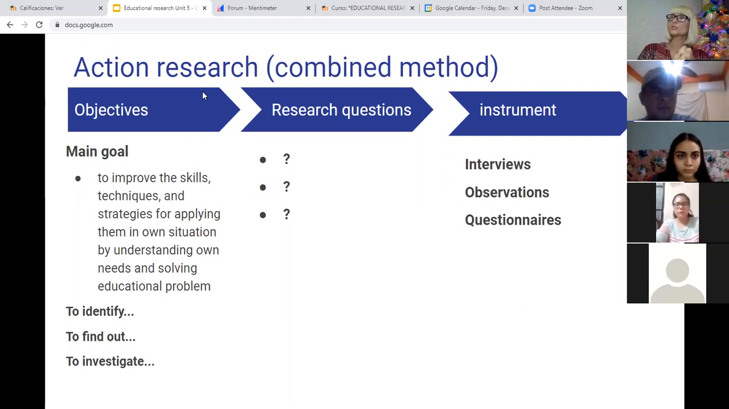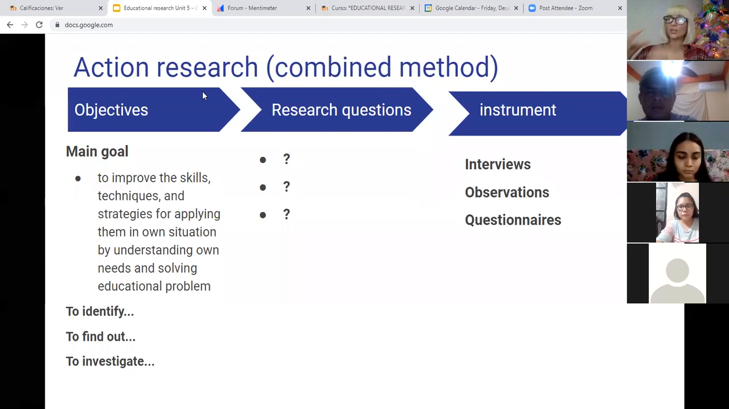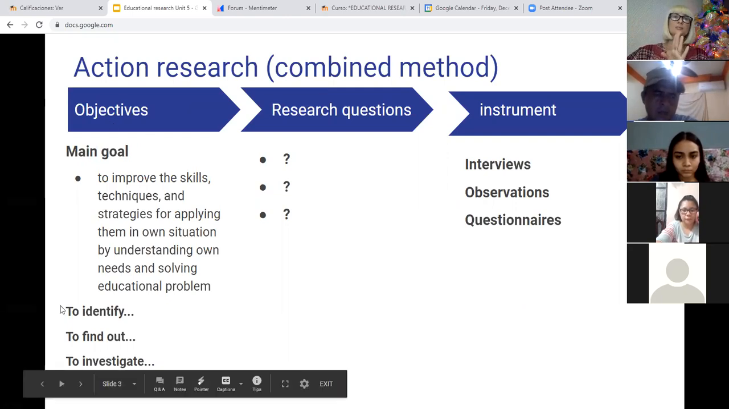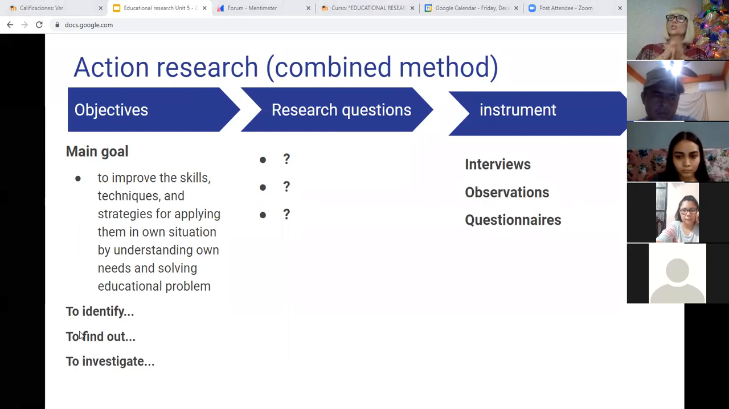You are also going to have to use the combined method. We discussed that from the beginning, which is the quantitative and qualitative method, or let's say method of data collection, right? But also analysis, right? Both. Okay, so that has to be clear. Going back a little bit to objectives, let me give you an example, as we're doing action research now.